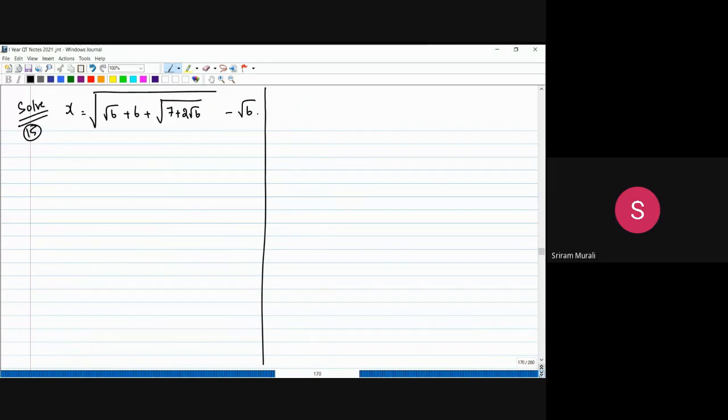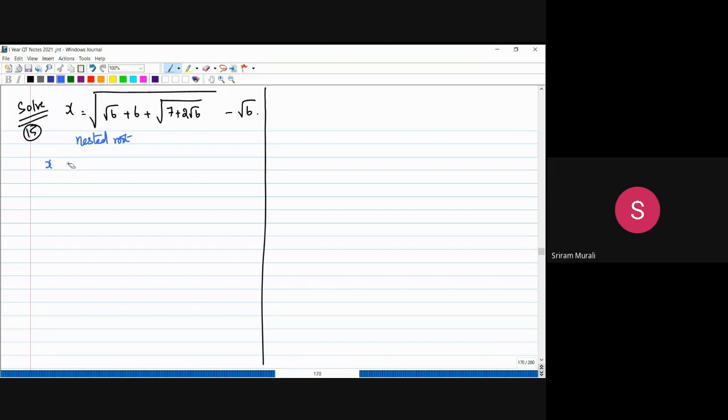Solve: x is equal to the square root of root 6 plus... This is also said to be a nested root. This is also said to be a nested root. What do I have to do? First, you bring this root x to this side, because then only it is convenient to take a square root. Sorry, squaring on both sides.